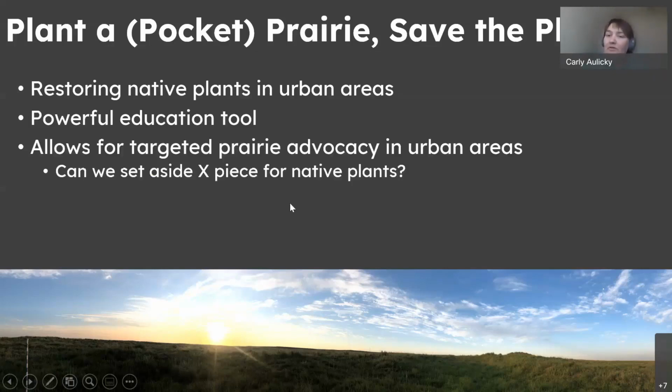But for anyone who's listening to this talk, it also allows a targeted advocacy tool for urban areas, because it is absolutely possible to ask and bring up in a variety of different places, can we set a small portion of this aside for native plants? Because even just including one species in a small area could mean a significant difference to a native pollinator species. It is absolutely worth doing and advocating for.